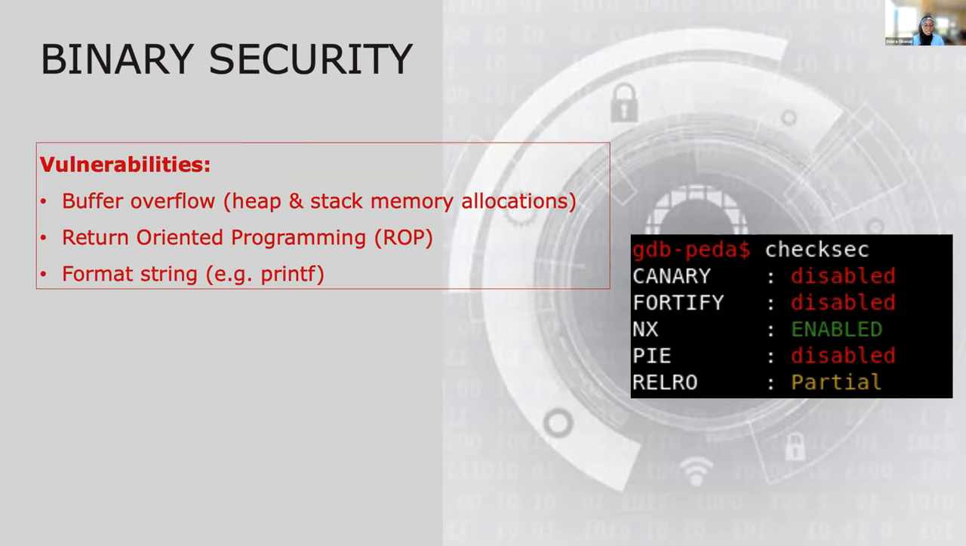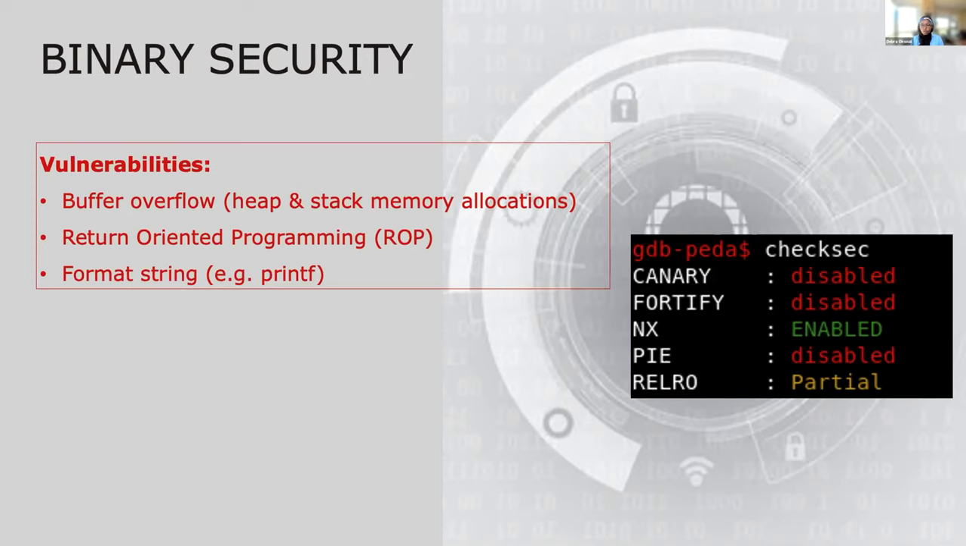The third one is format string, another area around being able to leak information. That was obvious in the Heartbleed vulnerability years back. If you want to research more about it, you can take a look online.